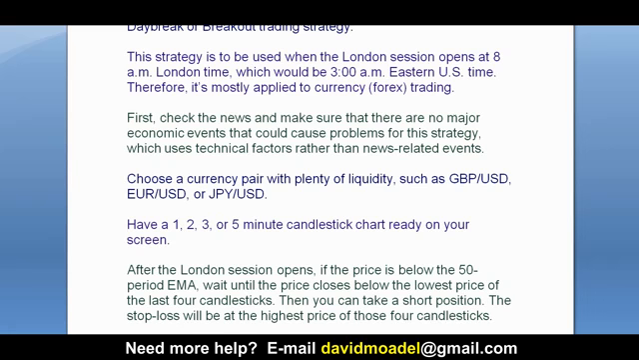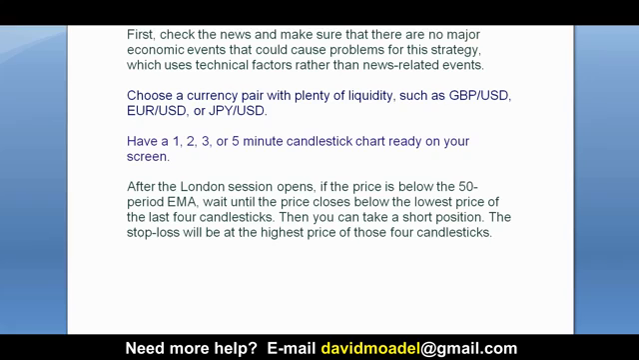So first, check the news and make sure that there are no major economic events that could cause problems for this strategy, which uses technical factors rather than news-related events. You want to make sure, if possible, that some news-related event is not going to skew or ruin the results here. If you're going to use this for currency pairs, you want to choose a currency pair with plenty of volume or liquidity, such as the Great British Pound to the US dollar, for example, or the Euro to the US dollar, or the Japanese yen to the US dollar, that kind of thing.